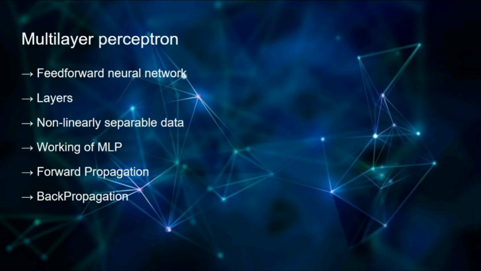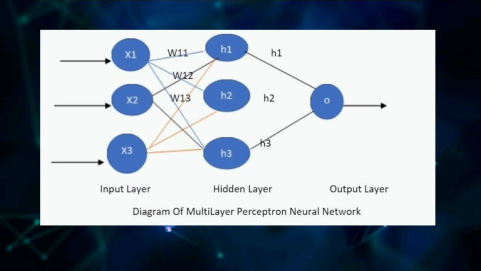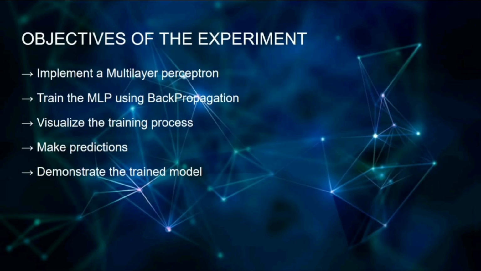Now let us see what an MLP is. A multi-layer perceptron neural network belongs to the feed-forward neural network in which all the nodes are interconnected with the nodes of different layers. Basically, it works only in the forward direction. The network consists of three main layers, such as the input layer, hidden layer, and the output layer. Now let us move on to the experiment.